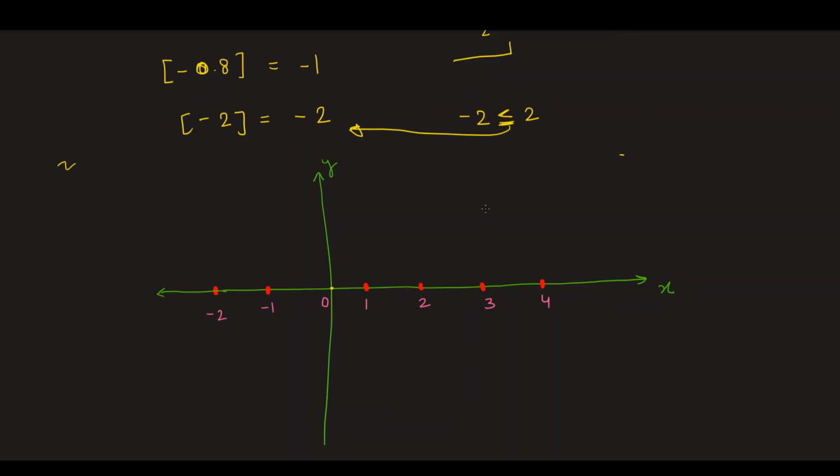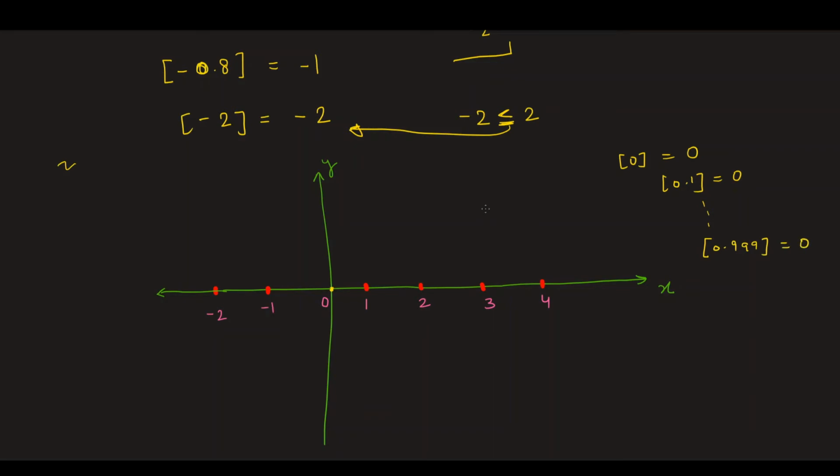What is gent of 0? It is 0. So this point is there. What is gent of 0.1? It is again 0. And it will come 0 till 0.9999. Let's just say 0.999. It is again 0.